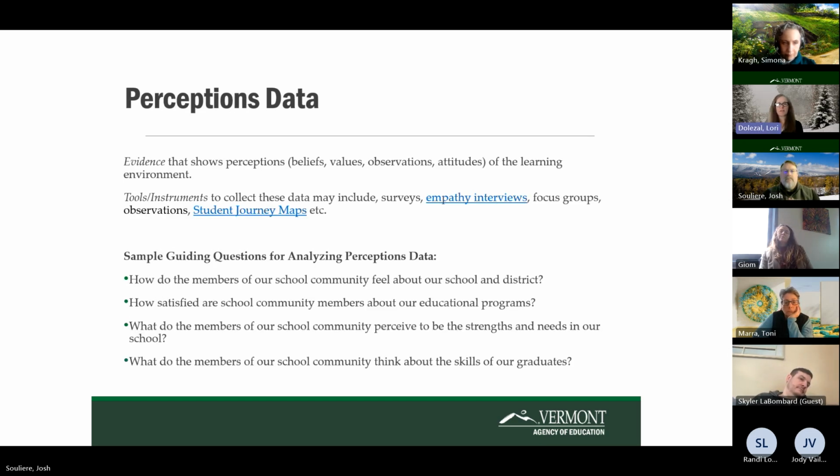Finally, the perceptions data produce evidence that reveal any perceptions, beliefs, values, observations, or attitudes about the learning environment itself. So specific measurement instruments you might use to collect these data include, but are not limited to, surveys, empathy interviews, focus groups, student journey maps, and also culture and climate surveys, and parent surveys.